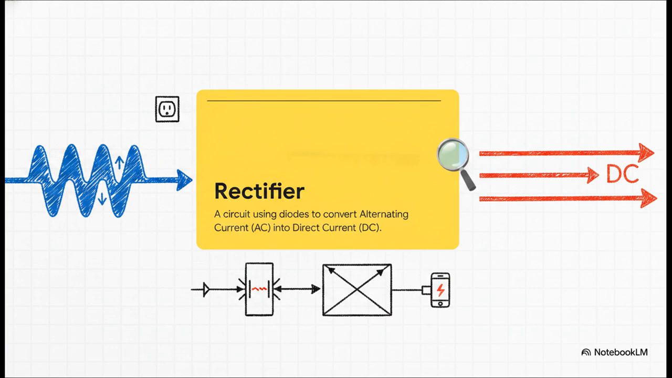First up is the rectifier. This is an electronic circuit utilizing our diodes to convert alternating current, or AC, into direct current, DC. Because the diode only lets current flow easily in one single direction, it acts as the absolute perfect electrical filter. So, whether it's a half-wave or a full-wave rectifier, it takes that wavy, back-and-forth AC power coming right out of your wall outlet, and it forces it into the steady, one-directional DC power that your phone or laptop charger actually needs to function. Pretty cool, right?